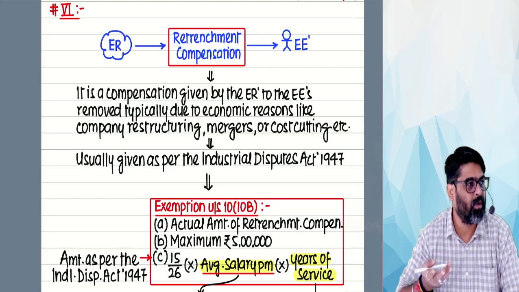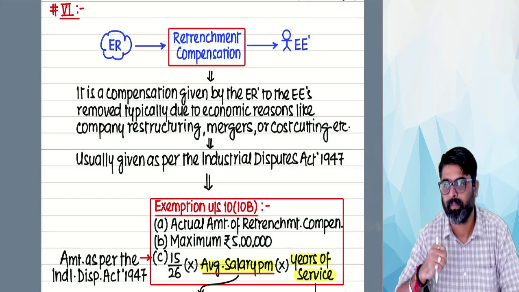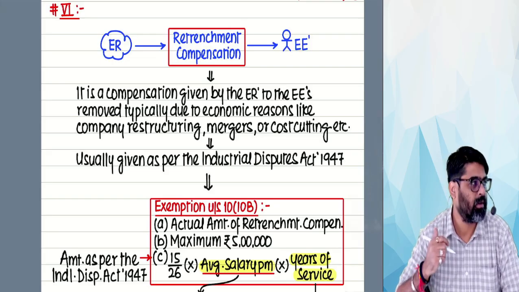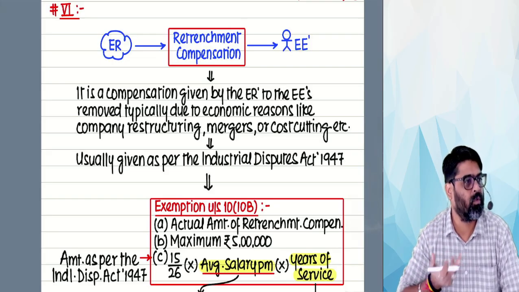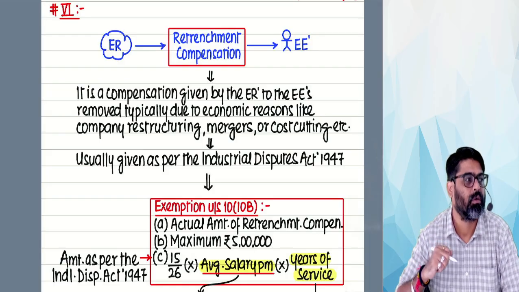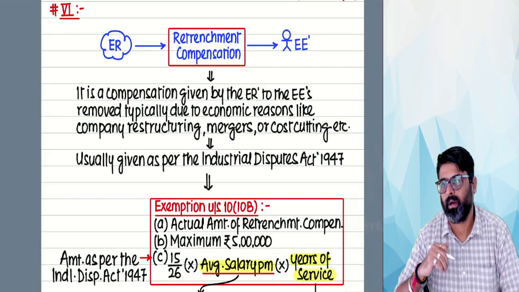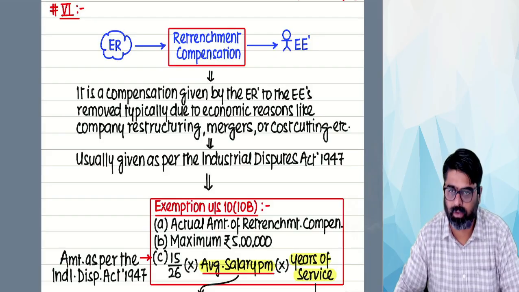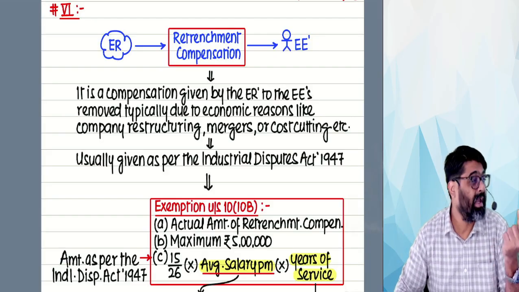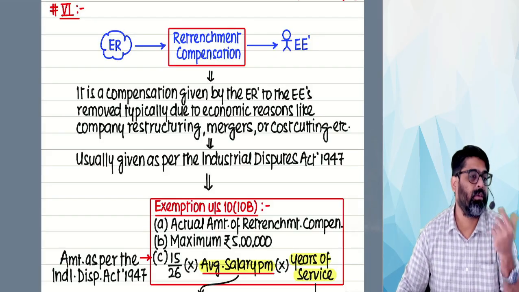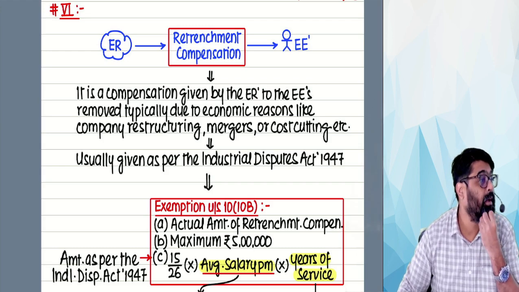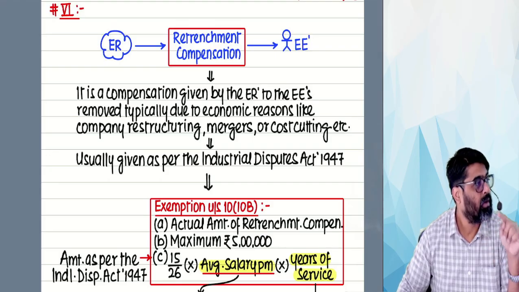But if many employees are removed due to economic reasons, okay, then it is retrenchment. Definitely, the employer would like to save the cost, no? So he removed many employees together. One example I gave. One more example can be the company is getting liquidated. So in the event of liquidation, one employee will lose the job or all employees will lose.